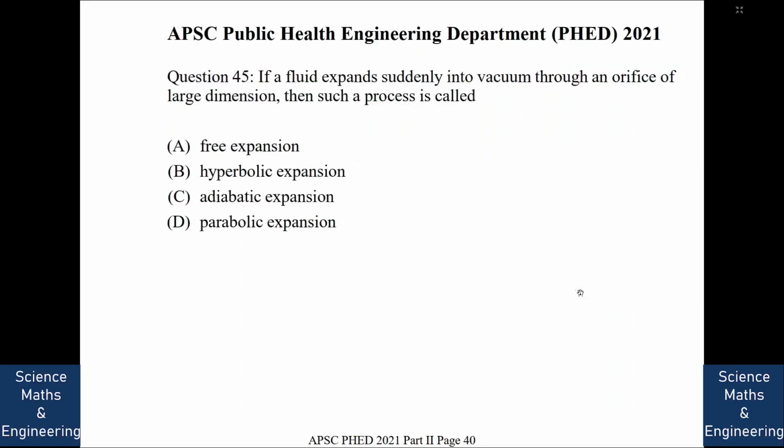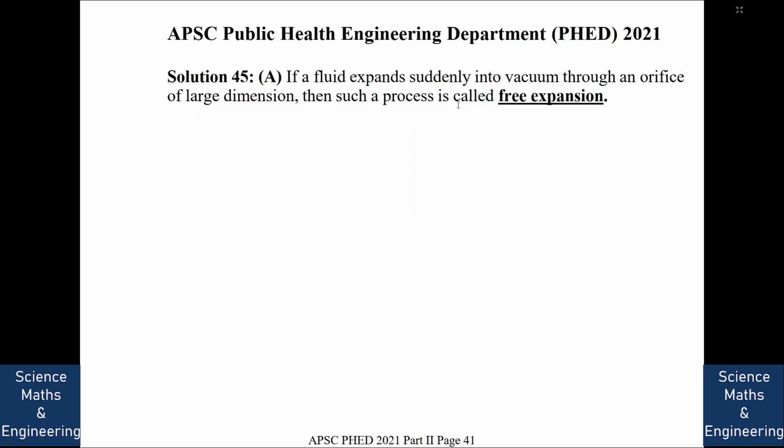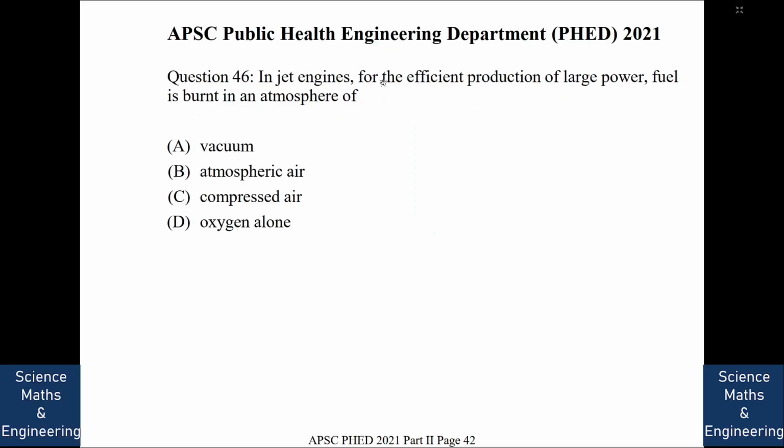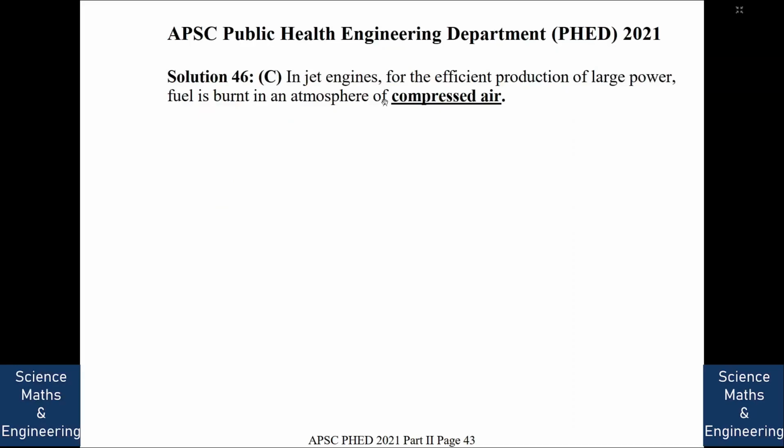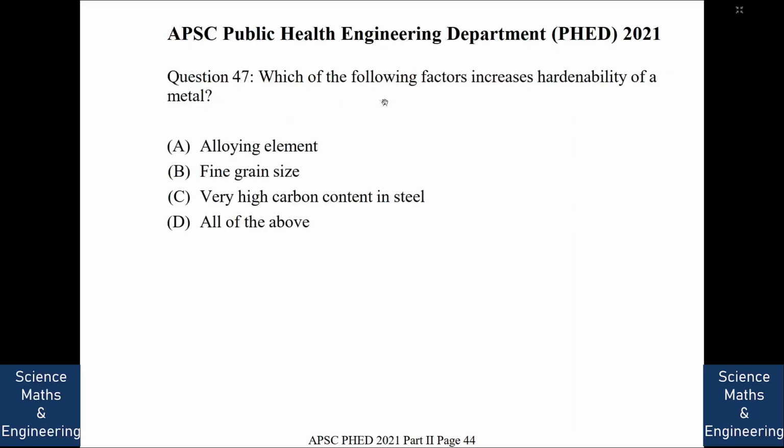So we'll go to the next question. If a fluid expands suddenly into vacuum through an orifice of large dimension, then such a process is called. So this kind of process is called free expansion. So we'll go to the next question. In jet engines, for the efficient production of large power, fuel is burned in an atmosphere of. So in jet engines, the fuel is burned in an atmosphere of compressed air.